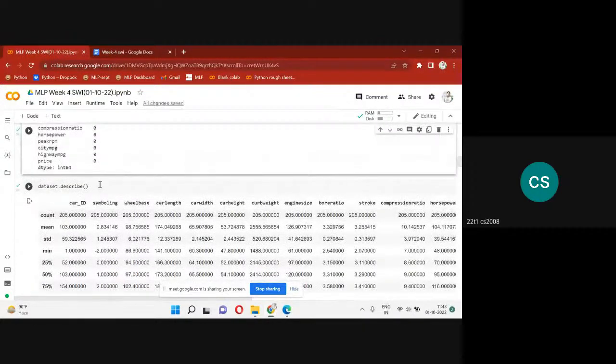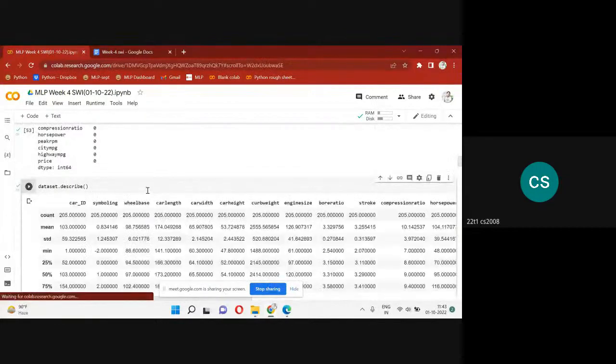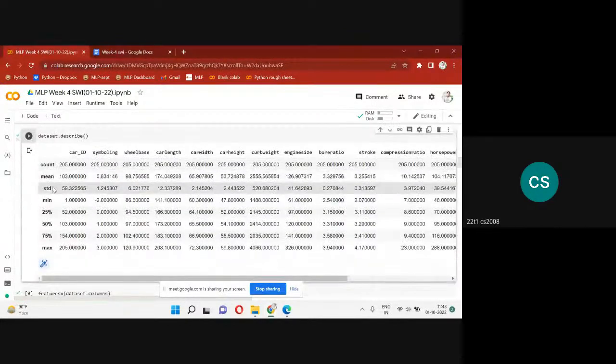If you click on this, it will give you the description of your dataset. Basic description, like what is the mean value, what is the standard deviation, what is the maximum value, what is the average value. All these things will be given on just one click, for each column here. You can see that not every column gives you good insights, but a few things can.